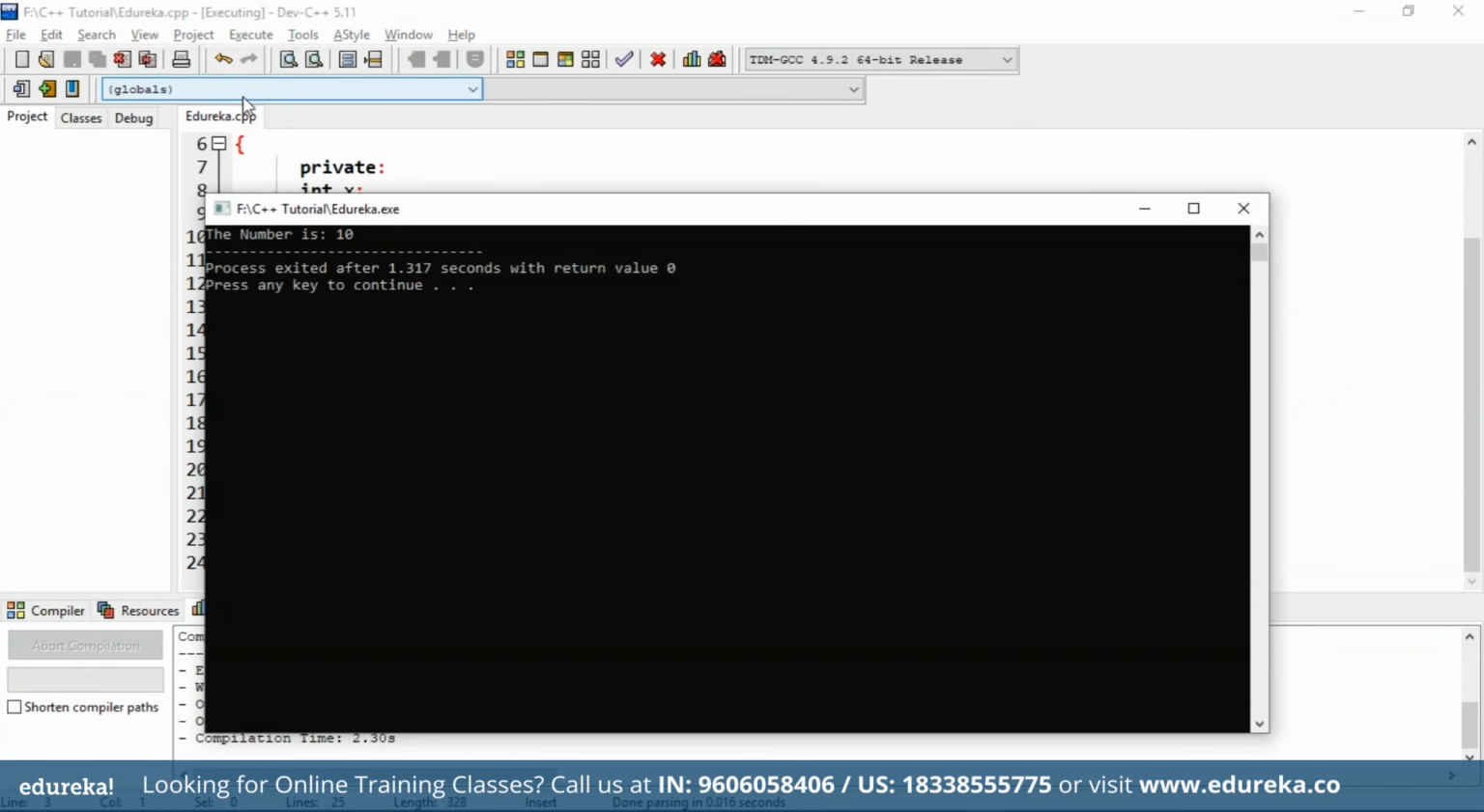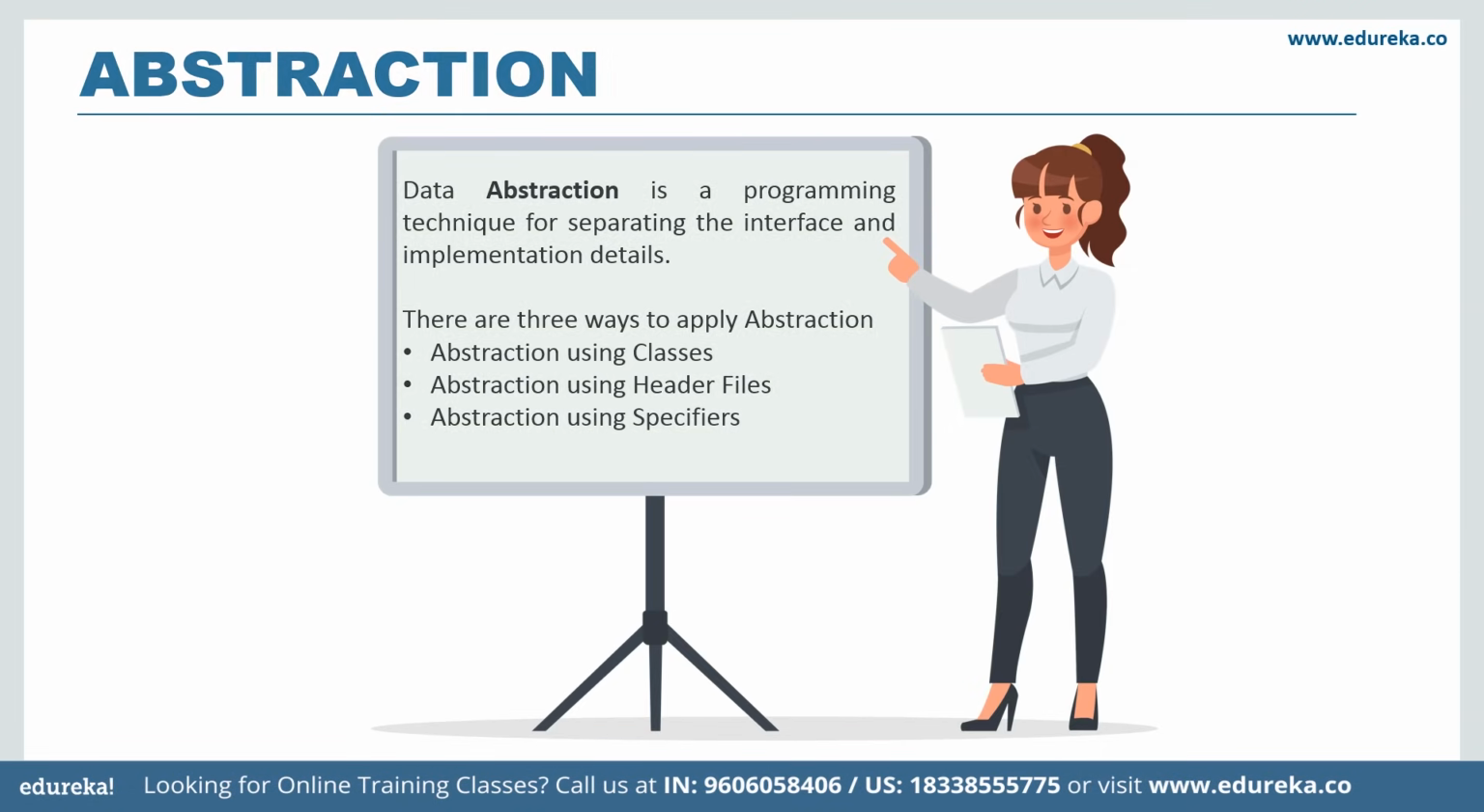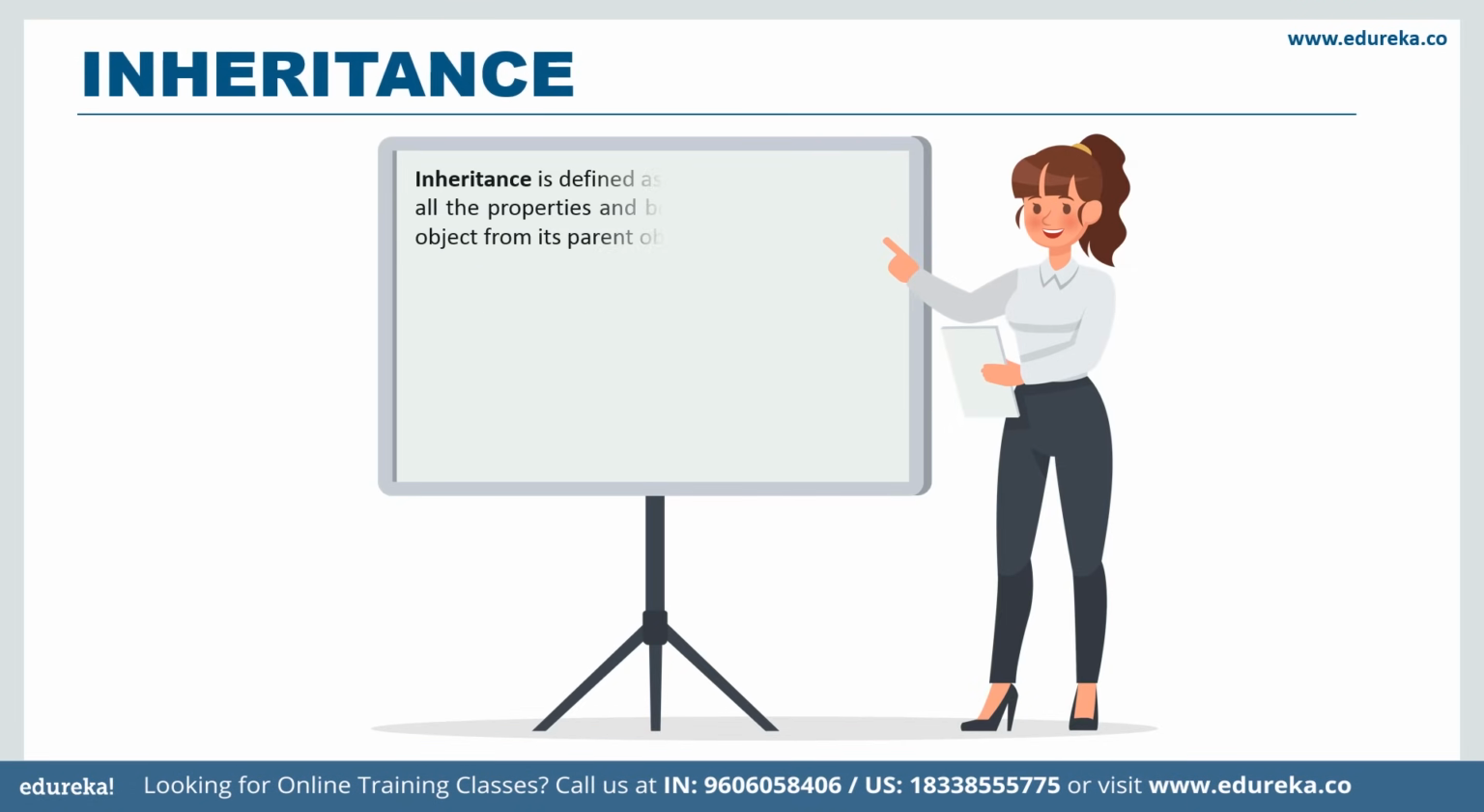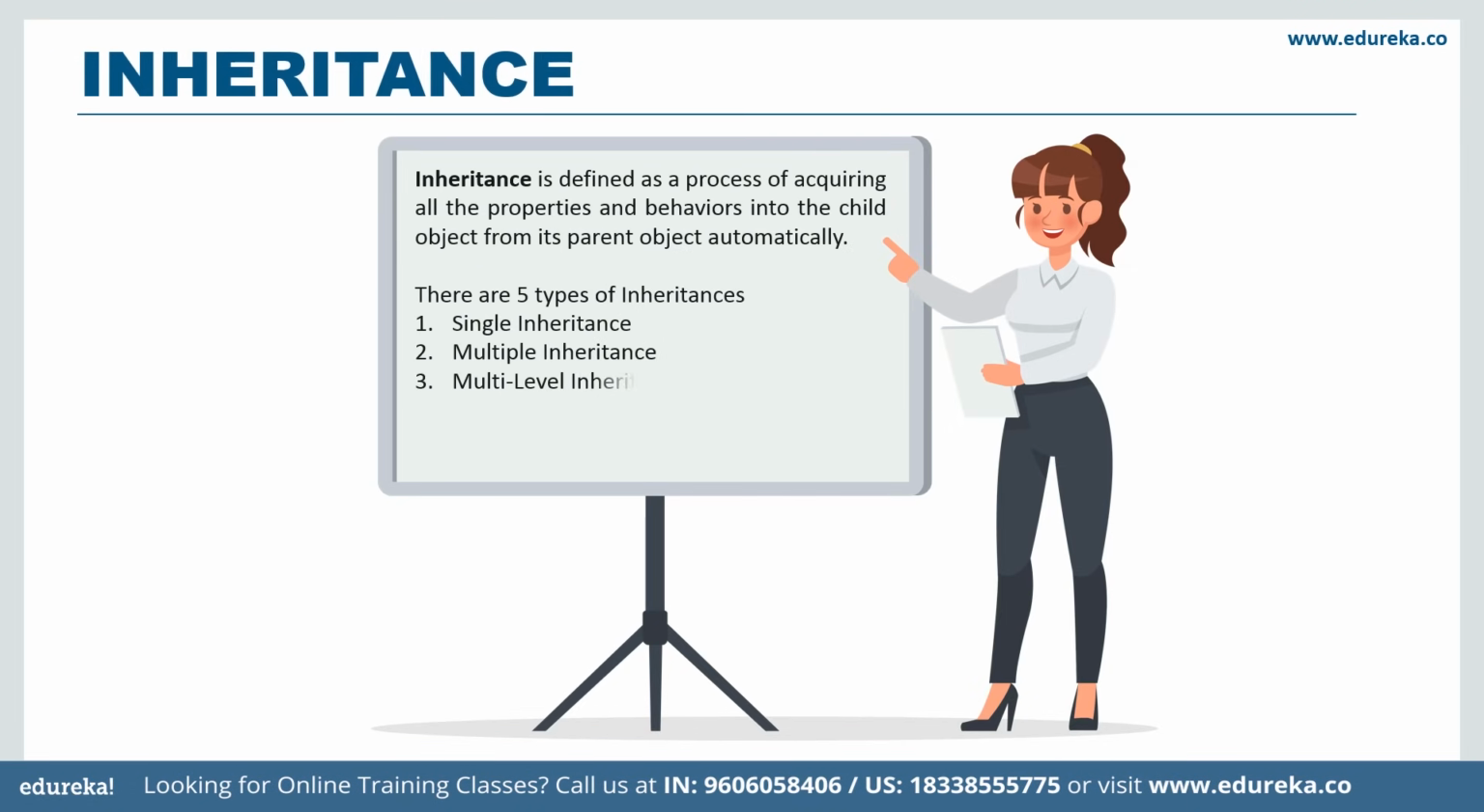As you can see, the program has been successfully compiled and the abstraction process is being applied upon the classes that are meant to. Now, let us move on to our next topic, that is inheritance. Inheritance is defined as a process of acquiring all the properties and behaviors into the child object from its parent object automatically. There are 5 types of inheritances available in C++ language.